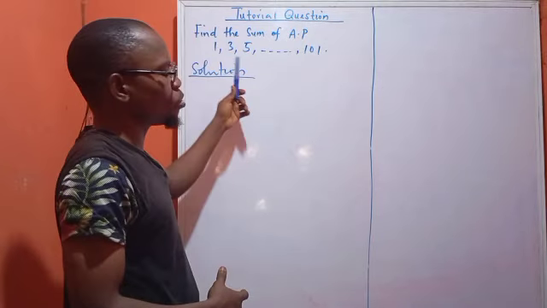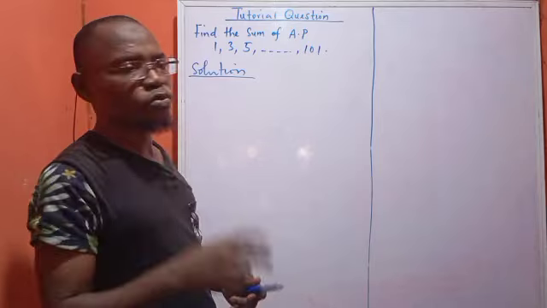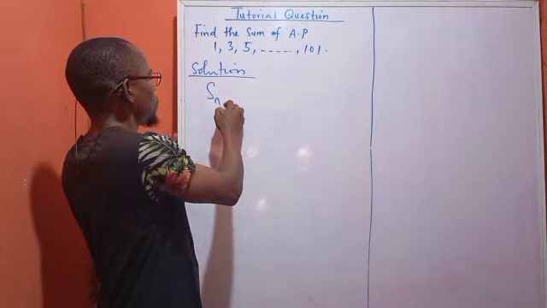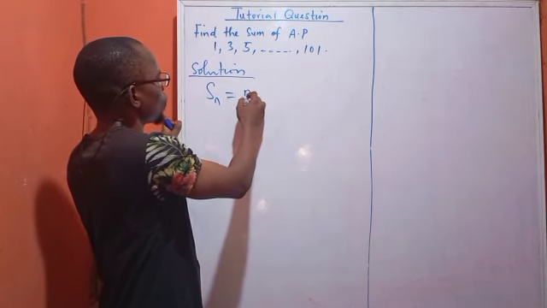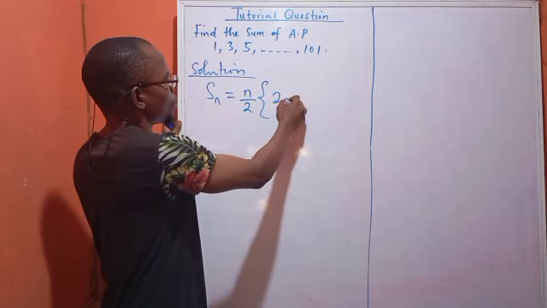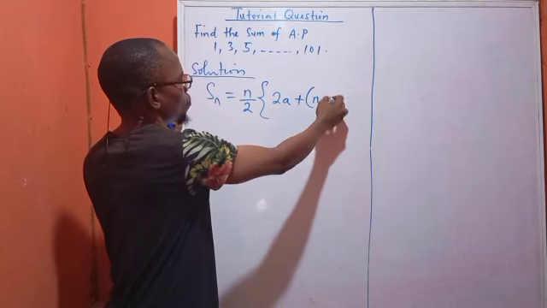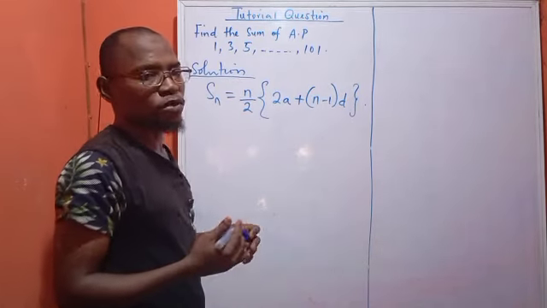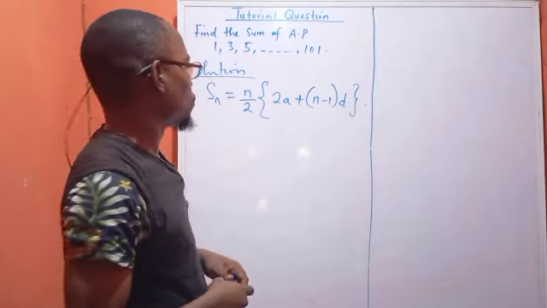In order for us to solve this, we'll be presented with two formulae. The first one we'll be looking at is the sum of terms. The sum of terms equals the number of terms divided by 2, then 2a, which is the first term, plus (n minus 1)d. So this is the first formula for finding the sum of an arithmetic progression.